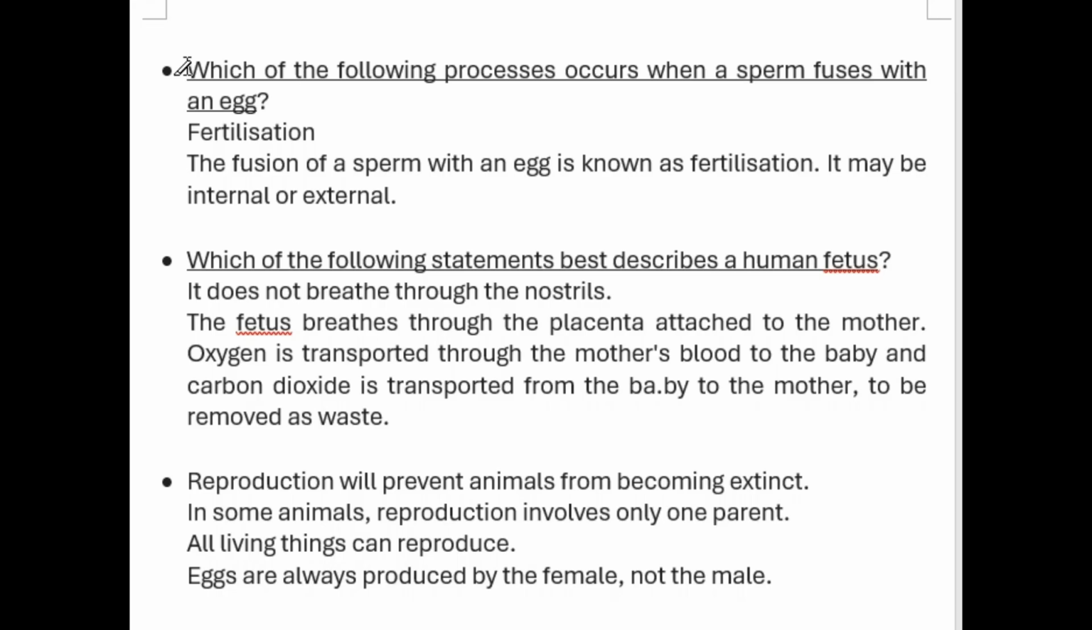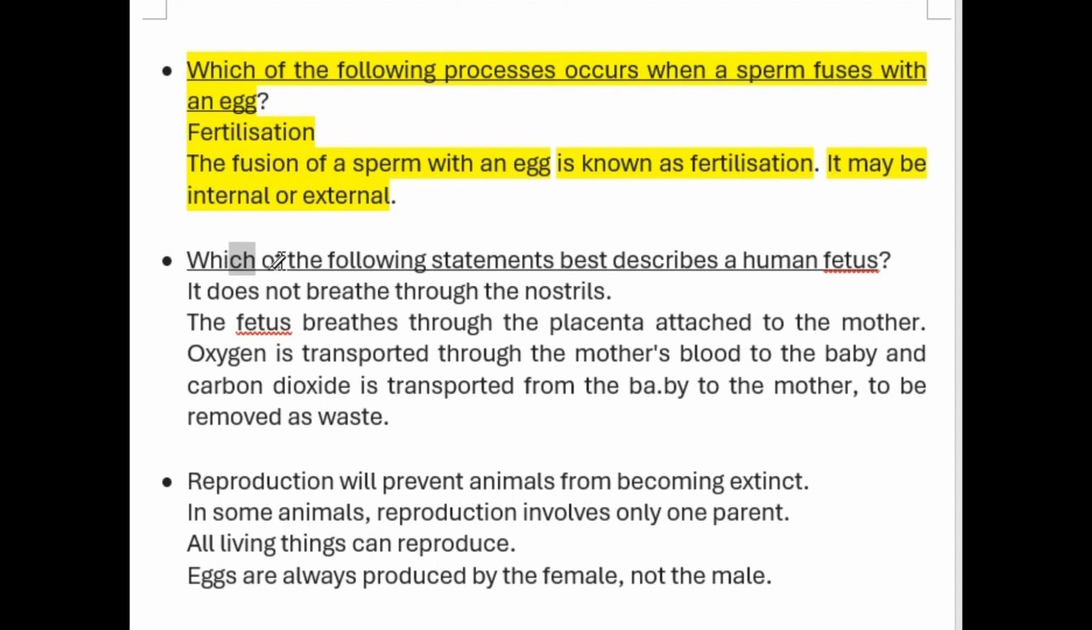Which of the following processes occurs when a sperm fuses with an egg? Fertilization. The fusion of a sperm with an egg is known as fertilization. It may be internal or external.